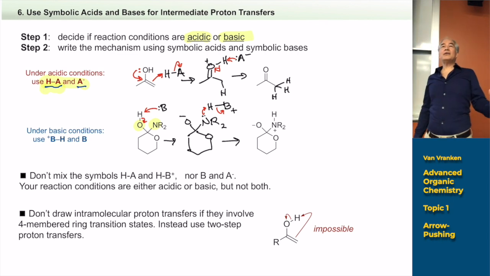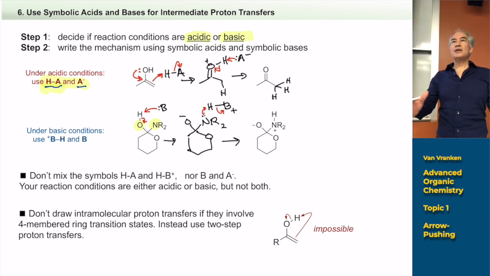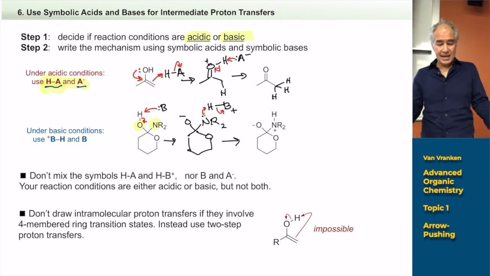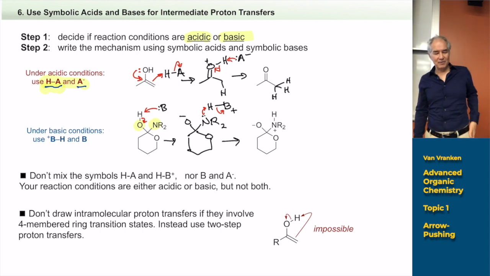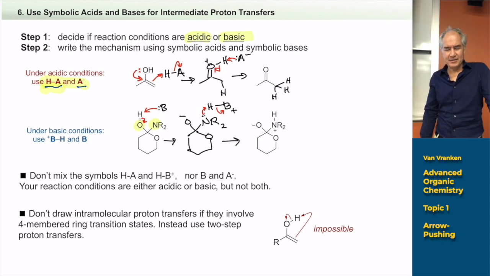Once you decide that your reaction conditions are acidic, stick with HA and A minus. If you decide the reaction conditions are basic, stick with B and HB. Don't mix up HA and B, right? That's not correct. You'll end up with weird imbalanced equations with too many symbols floating around. Now, I'm going to encourage you. You could see what I've done here over in this second type of a reaction.